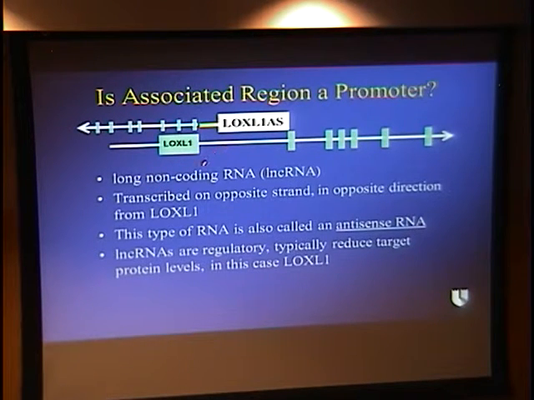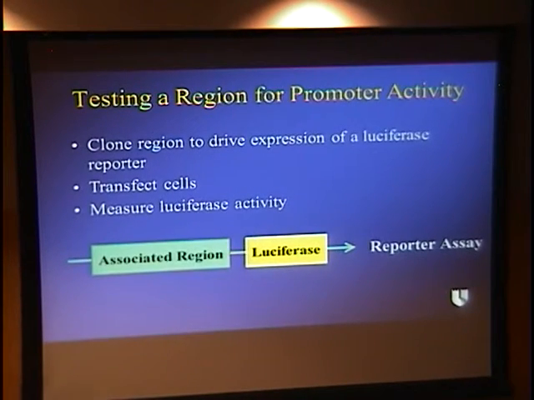So you have this one, and one of the types is called an antisense RNA. It's called an antisense because it incorporates some of the coding in the opposite direction to control that gene. They are regulatory. They typically reduce the target protein's level. But the body has a way of saying, yes, make some, stop making it, start making it. Without that, we'd be one big mess. We'd be a blob of protein on the floor.